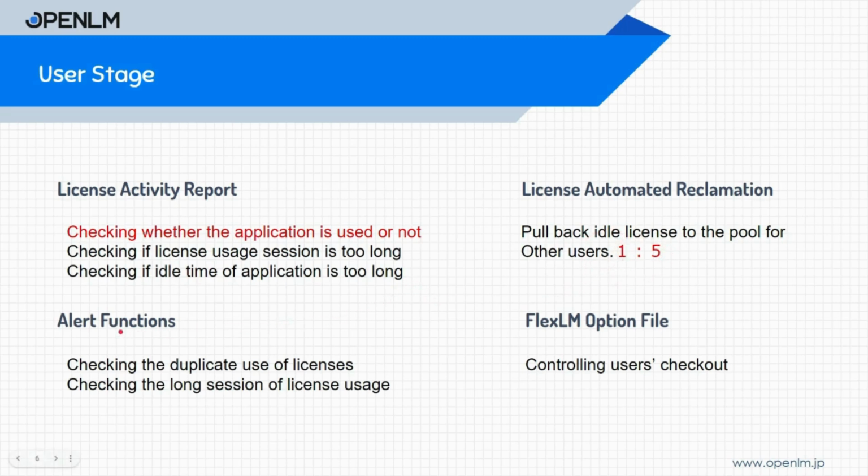And then alert functions. You can check the duplicate use of licenses, where the same user checks out a duplicate license from a different workstation. And then check the long session of license usage, so if the license usage session is too long, you can set an alert for it. And then the FlexLM option file: you can control users' checkout by option file. I will explain it in the demo, so please wait.